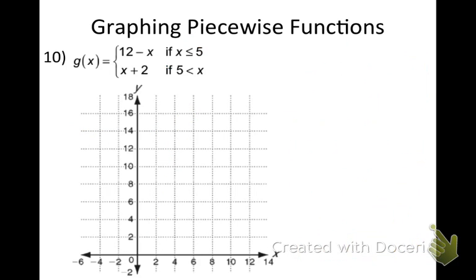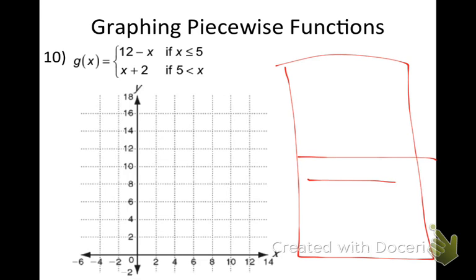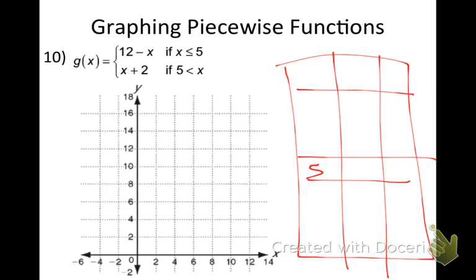Nice job. Take a couple seconds. Try number 10. Again, as you look at your graph, you have to make a table. What value do you want in the middle of that table? 5. Yeah, you want to put 5 right in the middle of that table. All right, try those.